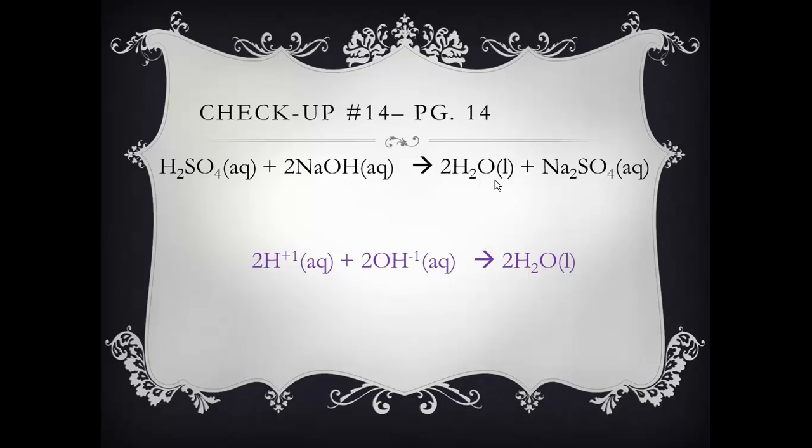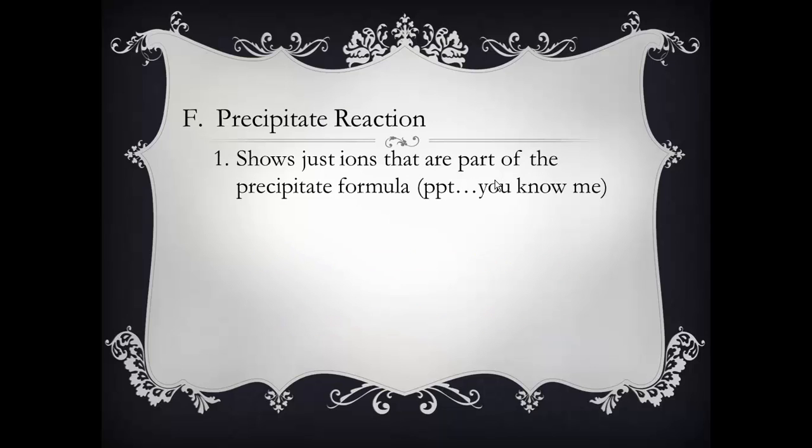So the Na and the SO4 cancel out because they're spectators. You bring down 2H+ 2OH- and it makes 2 waters. Simplify it because you have all common numbers. So it would be H+ plus OH- yields H2O.